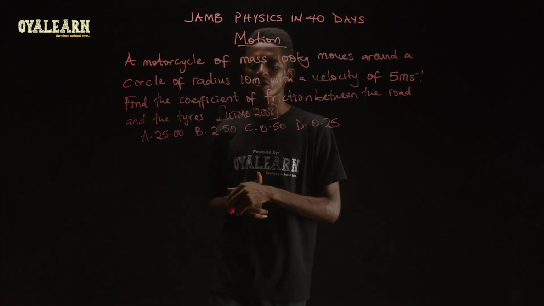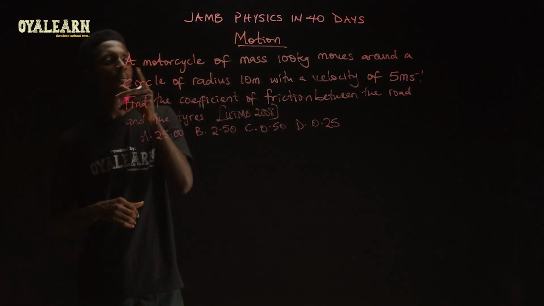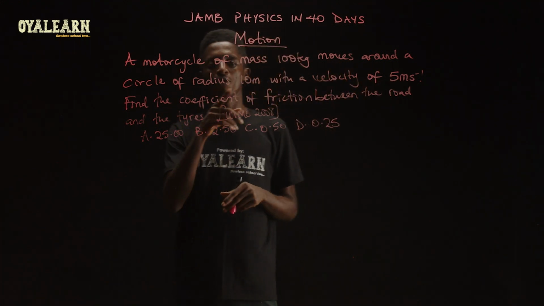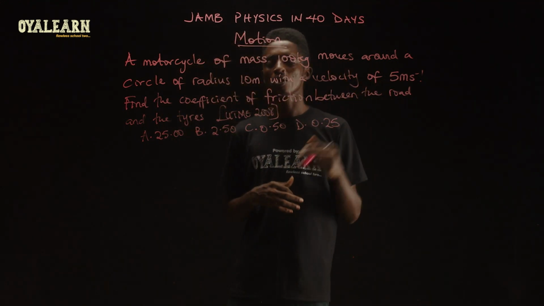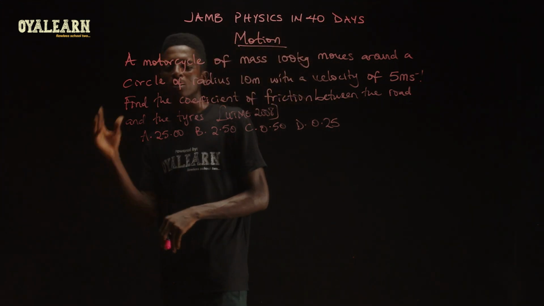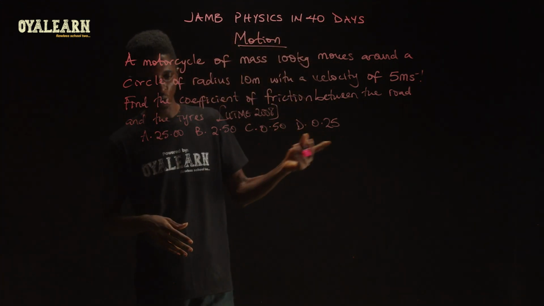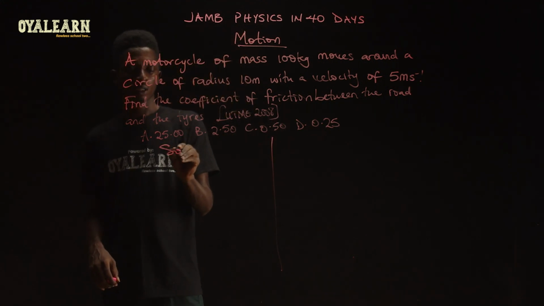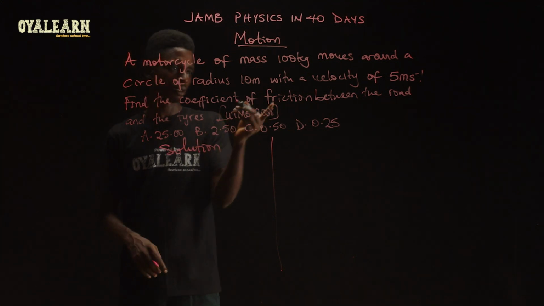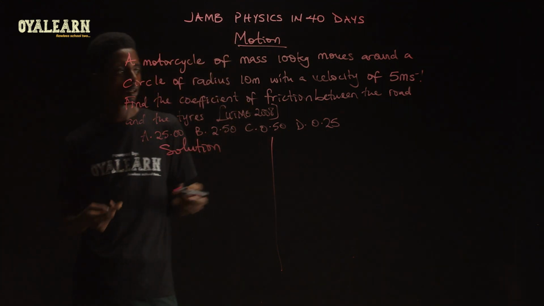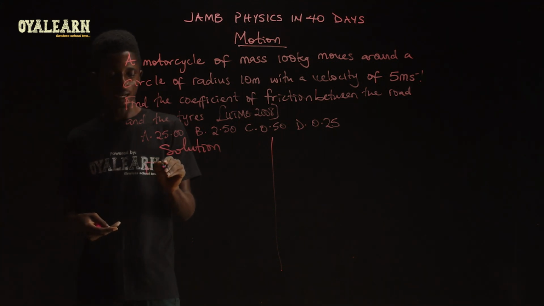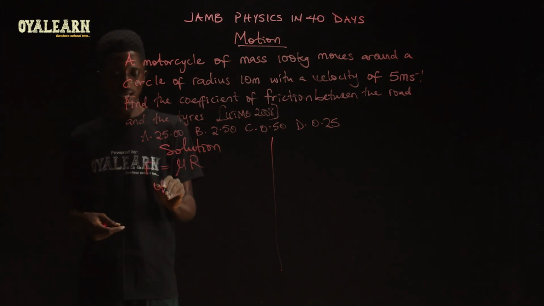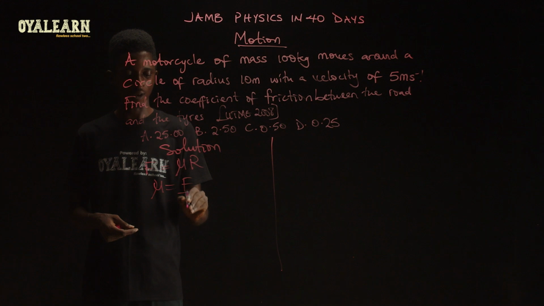In this question from UTME 2008, a motorcycle of mass 100 kg moves around a circle of radius 10 meters with a velocity of 5 meters per second. And we are asked to find the coefficient of friction between the road and the tires of the motorcycle. Now, how we can get the coefficient of friction is actually given from this formula, where F equals the coefficient of friction multiplied by normal reaction. And what this implies is that the coefficient equals F over R.